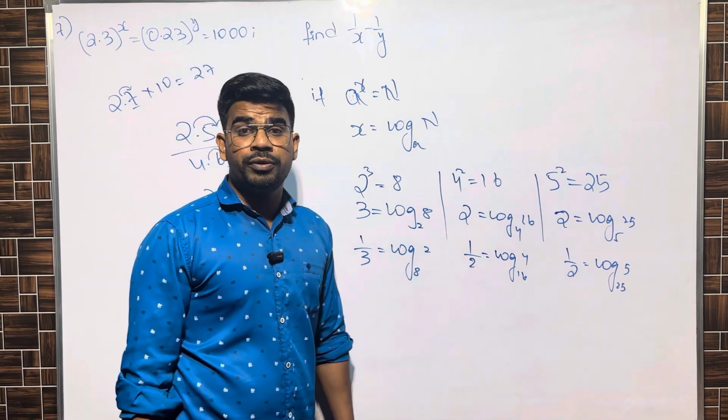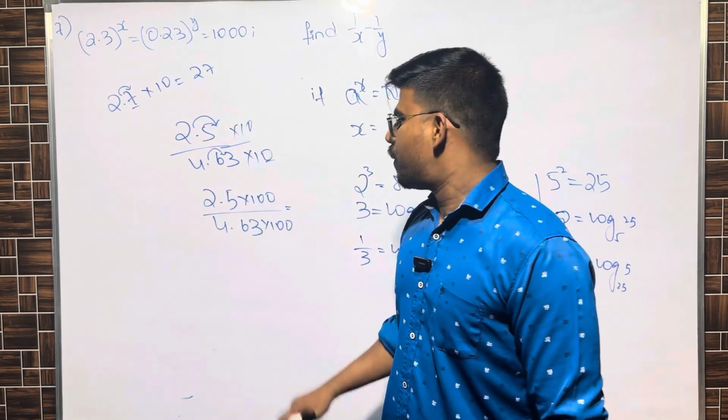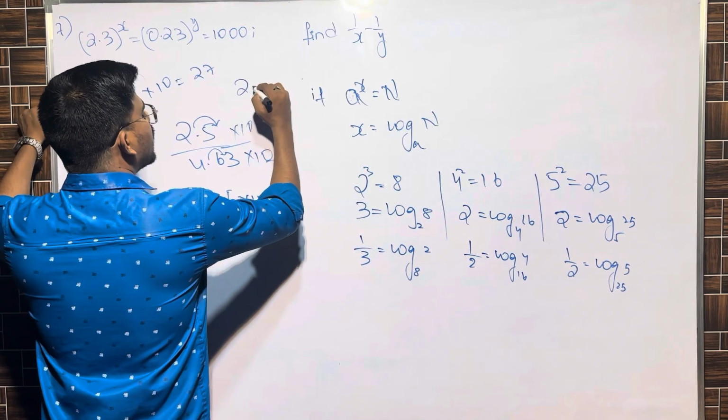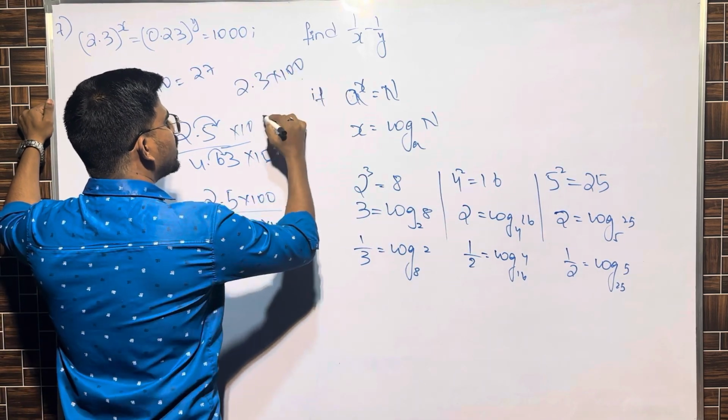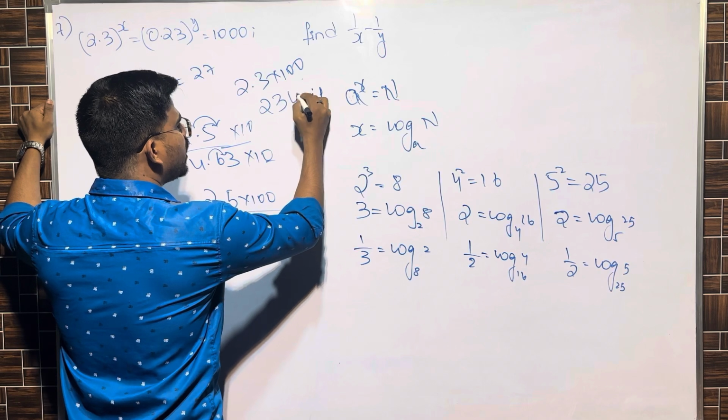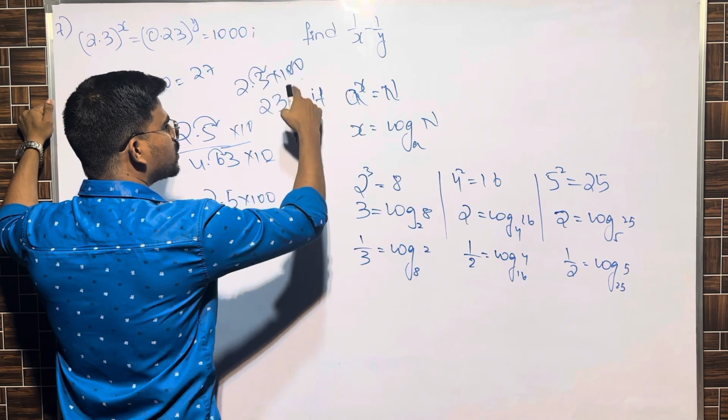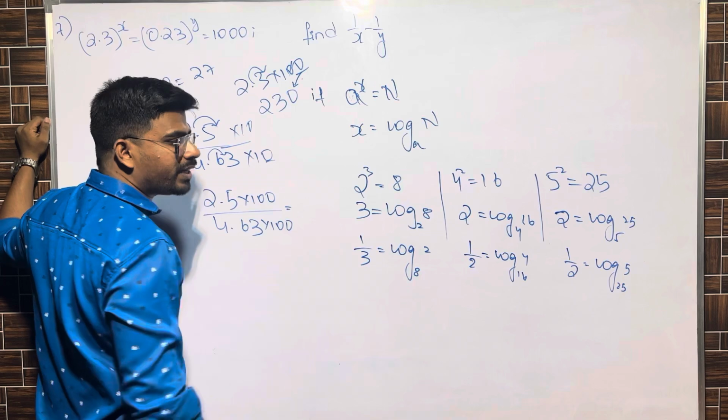In this situation, what should we do? For example, 2.3 into 100 is there. So the answer of this question is 230. One number is shifted, one zero is cancelled. Still we have one more zero which is written here.